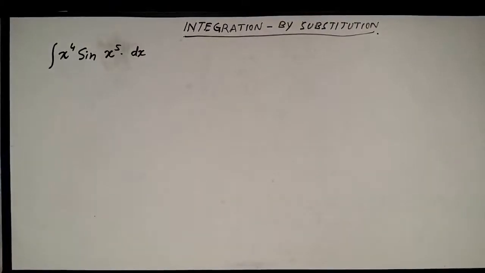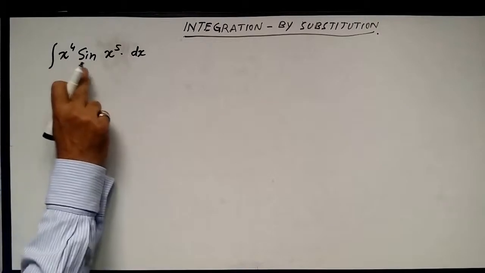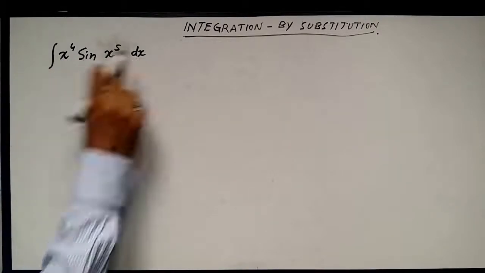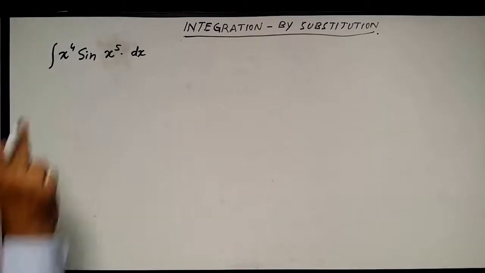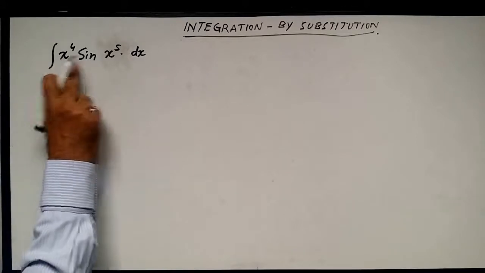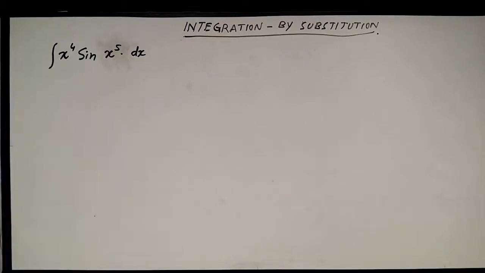Okay, let's solve another problem. Now in this one, we see x to the power 4, sine of x to the power 5, and dx. Here we find it's a combination of an algebraic expression and a trigonometric expression. Okay, still it's quite simple to substitute. What shall we substitute?